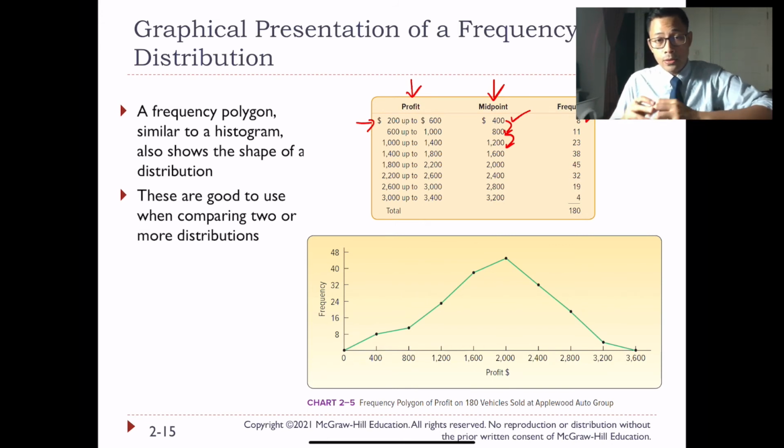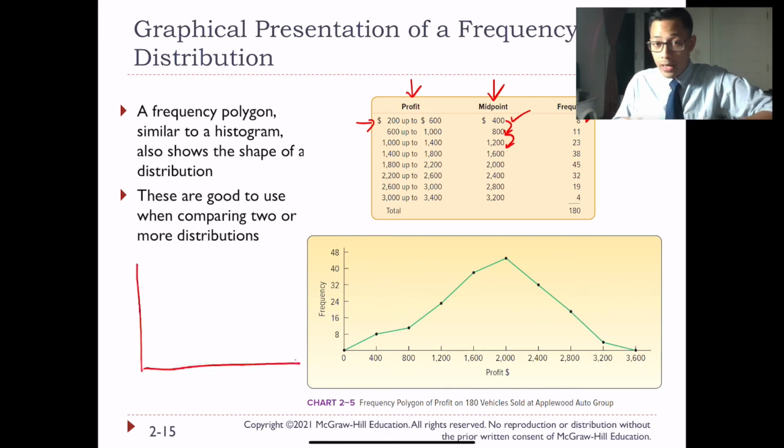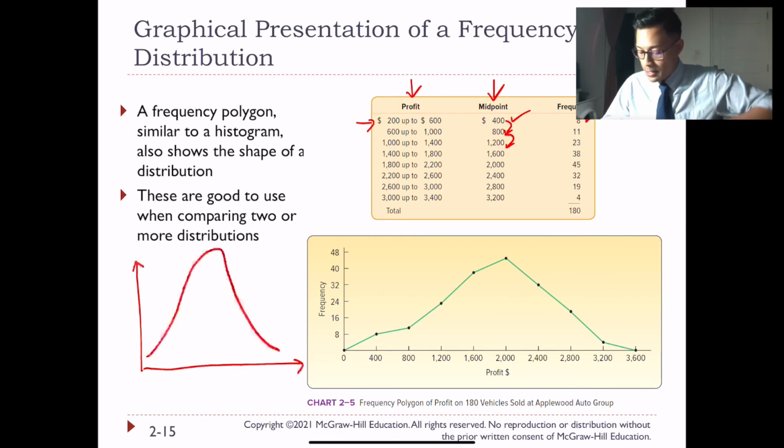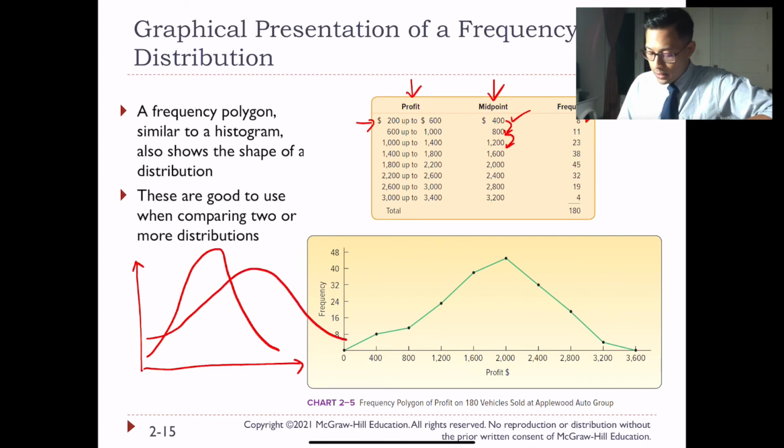So as you can imagine, the graph is going to get relatively smooth if you have more midpoints. The more midpoints you have, the smoother the graph will be. But as the number of midpoints decreases, the graph might not be as smooth as we have it in this slide. So again, it's really going to be useful when you're comparing two or more distributions.